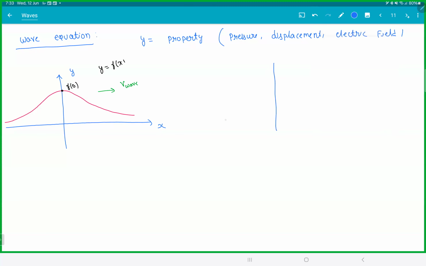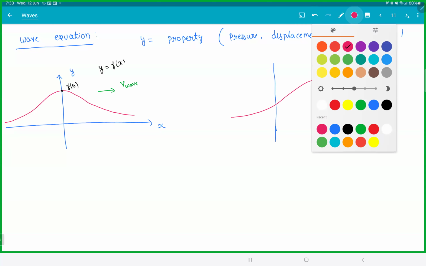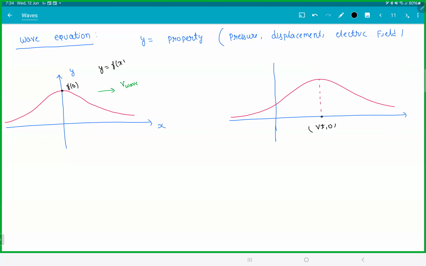So after some time, this disturbance from here has gone ahead. Like this, the disturbance has gone ahead. Meaning now this point, after some time, its coordinate became vt comma 0. But still we know this point's value should be still f of 0. So we are just using shifting of origin. So if you want this point to be f of 0, what should we do? So the equation becomes y is equal to f of x minus vt. Is that making sense? Think about it. See, when you put x is equal to vt, I should get f of 0. So what will be the new equation? F of x minus vt, shifting of origin.